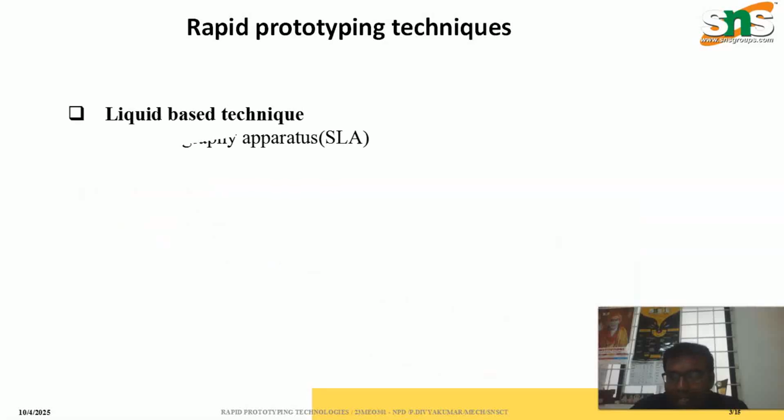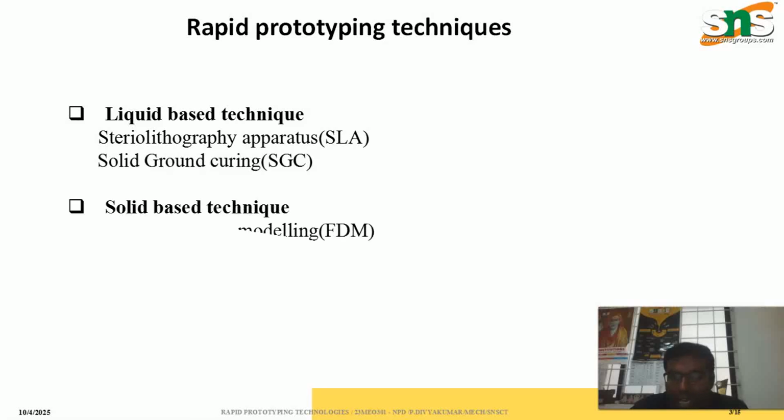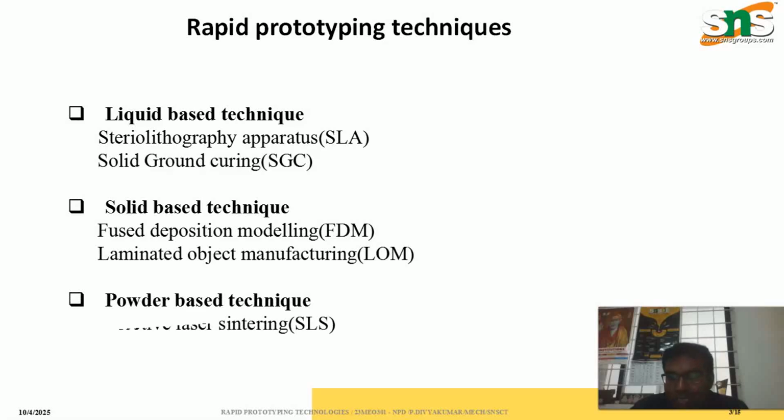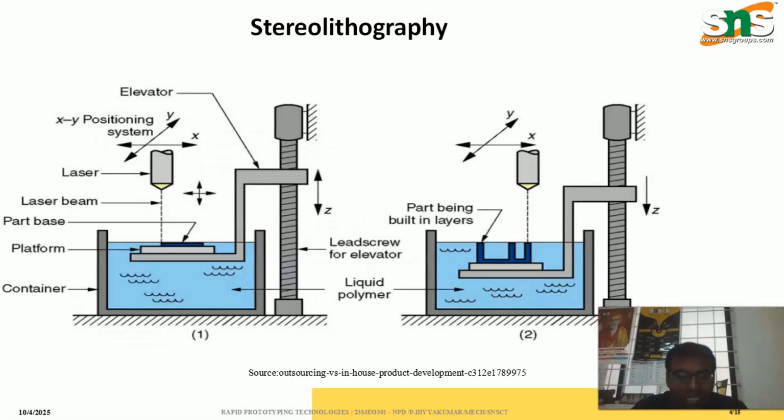Some of the major techniques based upon the liquid based technique are the stereolithography apparatus and solid ground curing. The second type, based upon the solid raw material, is fused deposition modeling and laminated object manufacturing. In case of powder, there are two techniques: one is selective laser sintering and the other is the 3D printer.